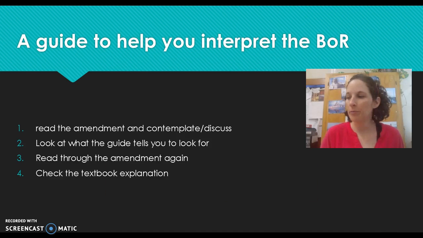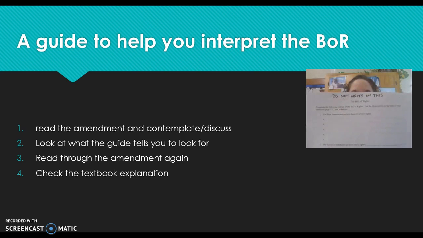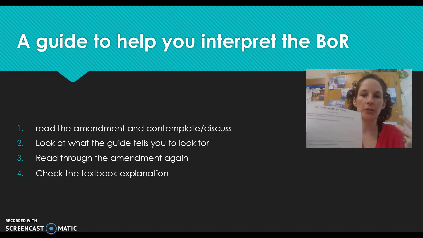So what I've put together is a guide for you as you try to interpret the Bill of Rights, because the language is a bit antiquated and also legalistic in its nature, so it can be hard for us to access. You'll read the First Amendment, sit on that, think on it, process it yourself. If you're in class, you'll work with a partner to discuss. Then I have a guide, which is on the website and you should have printed, and it tells you what to do for the First Amendment.